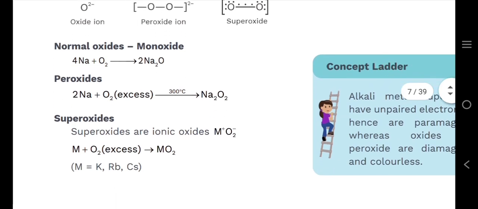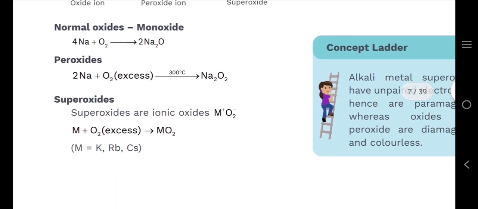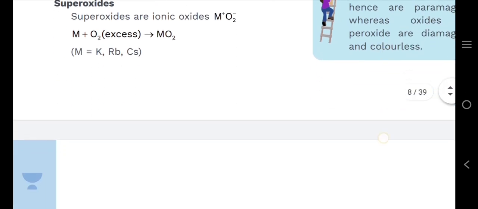Normal oxides, monoxide: Na plus O2 gives Na2O. Peroxide: Na plus O2 in excess at 300 degrees Celsius gives Na2O2. Superoxides can also be formed. Superoxides are ionic oxides, that is M positive, O2 negative. M plus O2 in excess gives MO2, where M may be potassium, rubidium, and cesium.